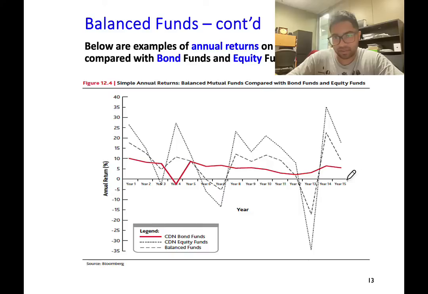Return-wise, if you see, this is the return of a bond fund, this is the return of a balanced fund, and this is the return of a Canadian equity fund. So equity fund returns are higher, followed by balanced, followed by bond funds. Okay.